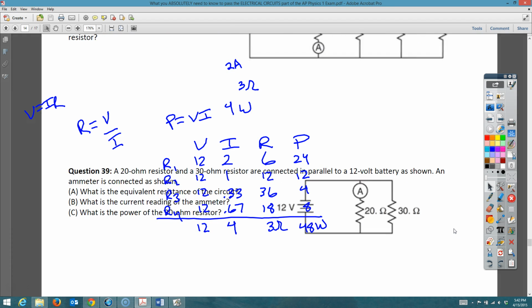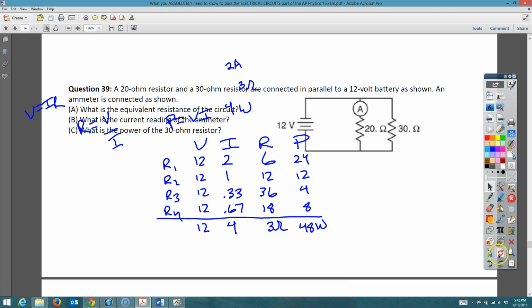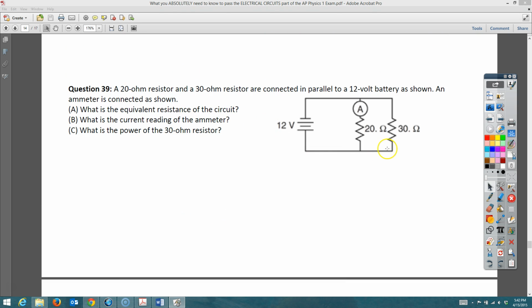We have another problem. This is number 39. Number 39 says you have a 20 ohm resistor and a 30 ohm resistor connected in parallel. What is the equivalent resistance of the circuit? Now, if you remember, the nice thing about this one is we can do a VIRP table again. So we're going to do V, I, R, P. We have two resistors, resistor 1 and resistor 2. So we'll call this one 1, call this one 2.